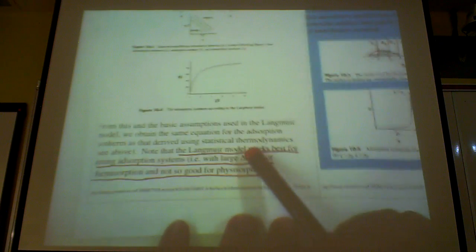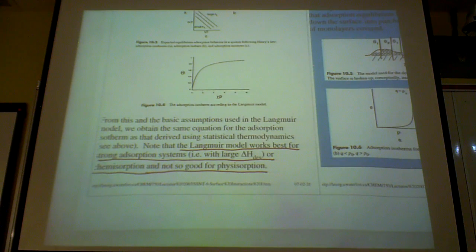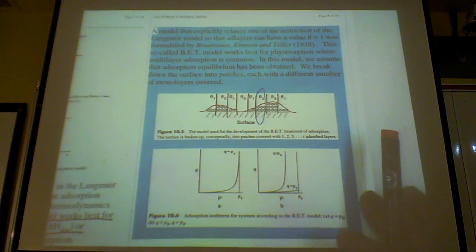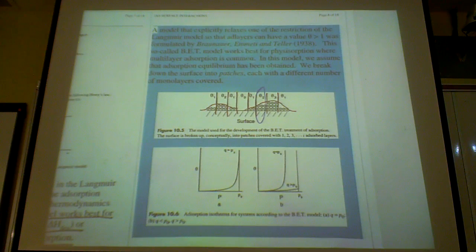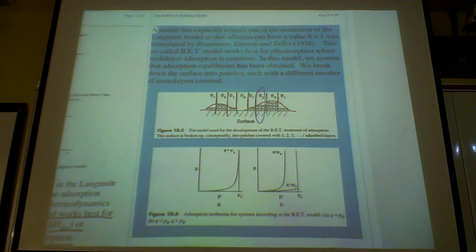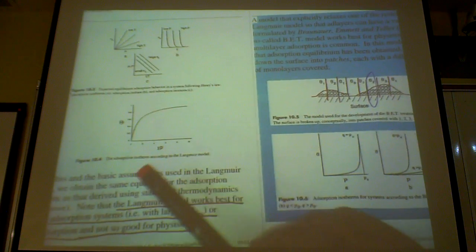So, the Langmuir model worked best for absorption states with large delta H of desorption, or chemi-absorption, and not very well for physi-absorption. So how do you examine this physi-absorption picture? You would look at a model that explicitly relaxes one of the Langmuir assumptions, right? The Langmuir model cannot have coverage more than one.